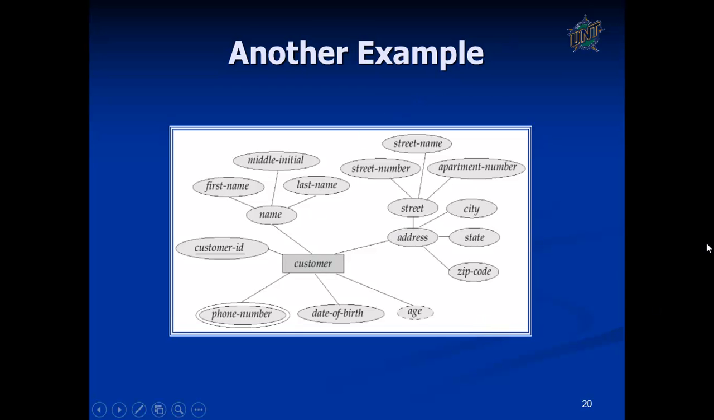Here is an example of an ER diagram where customer is an entity. Customer has phone number, date of birth, and age, which is a derived attribute. Then customer ID. Then address can be city, state and zip code. Street can be street name, street number, apartment. Customer name can be first name, last name and middle initial.